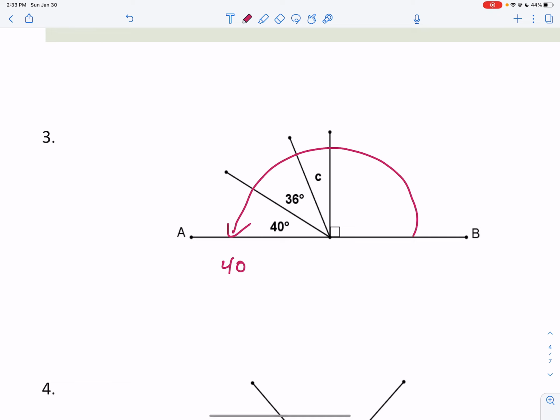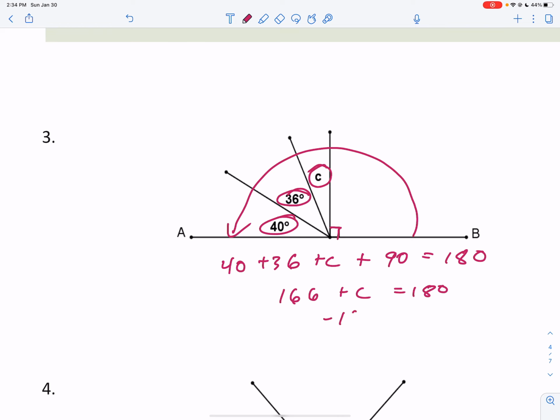So it's going to be 40 for this angle plus 36 for this angle plus C for this angle plus... What's this? Uh-oh, it doesn't have an angle measure marked. Oh, wait. I know what that symbol means. It means it's 90 degrees, so you do have it. So I'd simplify the left side to get 40 plus 36 is 76 plus 90 is 166. And then I'd subtract 166 from both sides to get C is equal to whatever that is. So it's like 14, I believe.